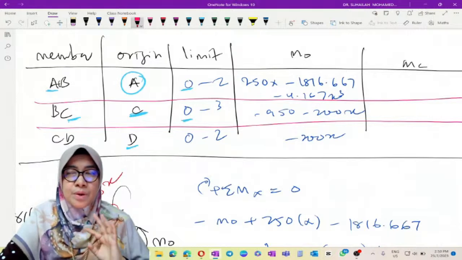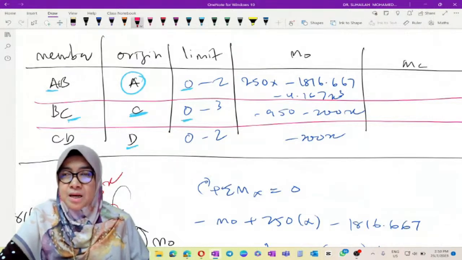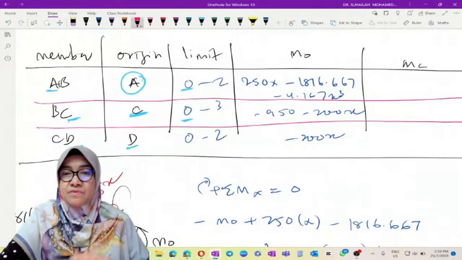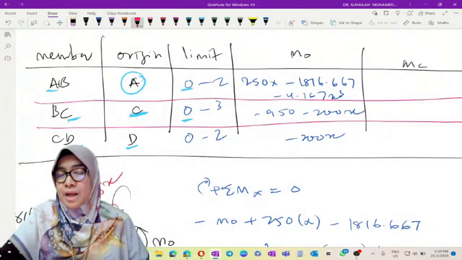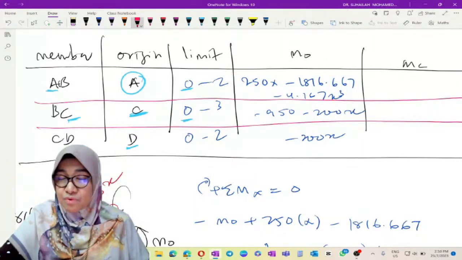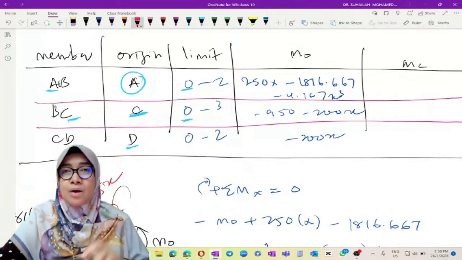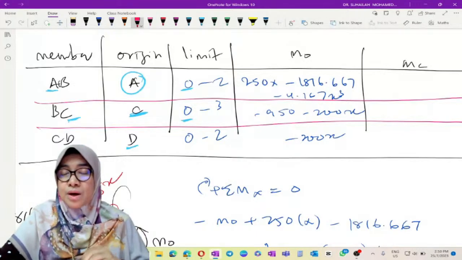We will continue with video number 4. In video number 4, I will complete all the moment equations inside the table, M0 and MC, and we will focus on how to calculate the redundant force CY, and then how we determine from CY the remaining reactions at support A: MA, AX, as well as AY.